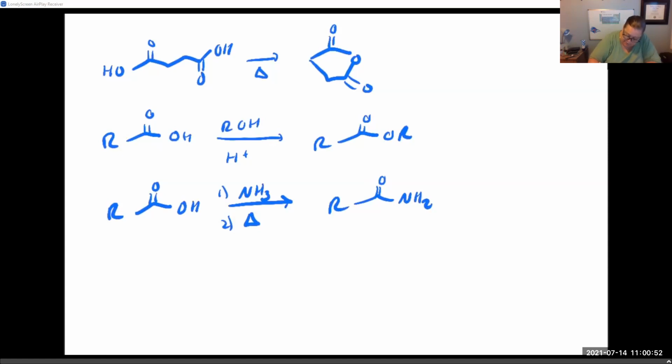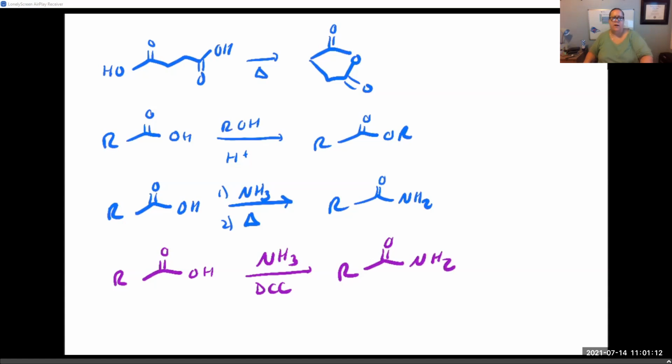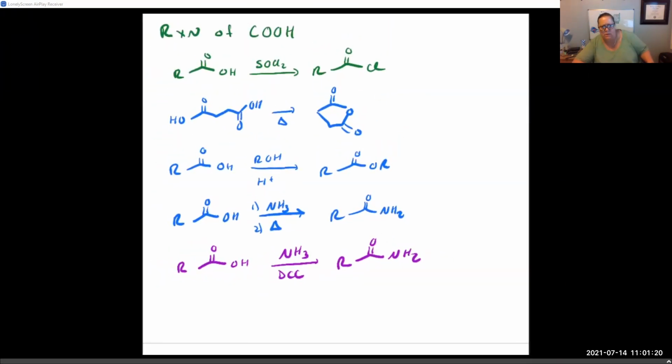But we can take ammonia and react it in the presence of this compound called DCC. I've actually done this reaction 100 times, and it's a beautiful reaction. And we can form an amide that way. Alrighty. So these are the reactions of the carboxylic acids. These are all catalyzed, or driven by heat.